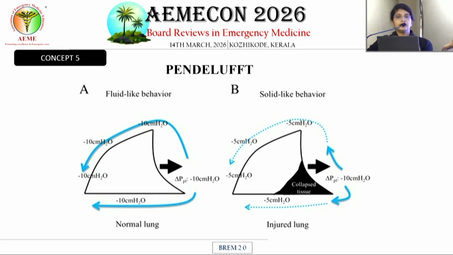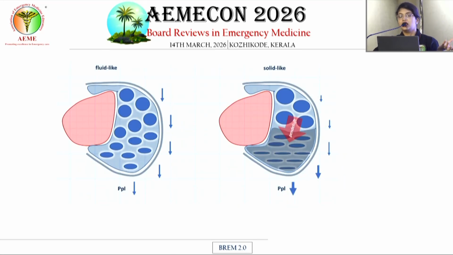But an ARDS lung will have a solid-like behavior. You can see there is a collapsed tissue. In this collapsed tissue there is more negative pressure, for example minus 10 centimeters of water, while the rest of the lung fields have minus 5 centimeters of water. So what is the problem? When you're delivering oxygenation and ventilation to such patients, suppose there is a normal fluid-like behavior of the lung, the volume of air which goes will get equally distributed along the entire lung because the pressures are the same, right?